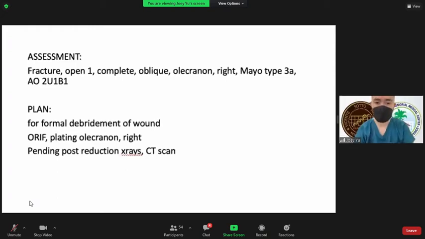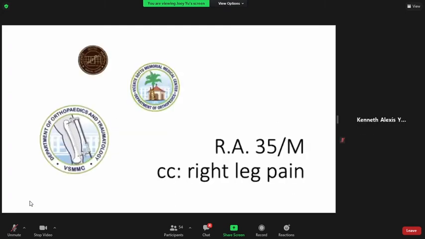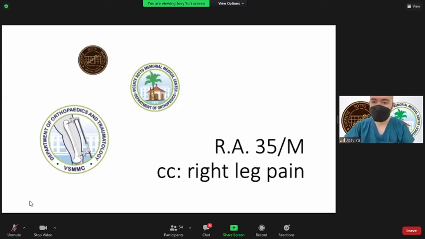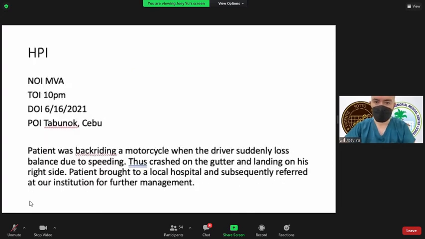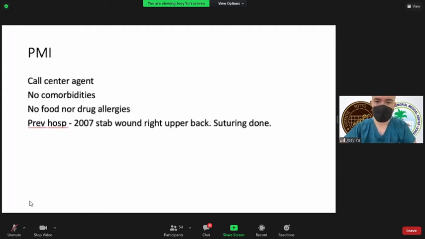Yes, no. Okay, next, for our next admission. So, patient R, a 35-year-old male, came in due to right leg pain. For the history of present illness, patient had an MVA last June 16 at 10 p.m. Patient was back riding a motorcycle when the driver suddenly lost balance due to speeding, and they crashed in the gutter, landing on his right side. Patient was brought to a local hospital and subsequently referred to our institution for further management. Patient is a call center agent with no comorbidities, no food nor drug allergies, with previous hospitalization in 2007 due to a stab wound at his right upper back.